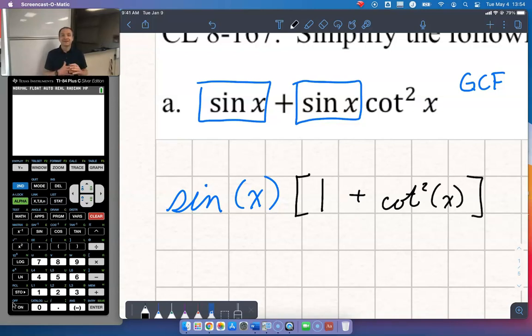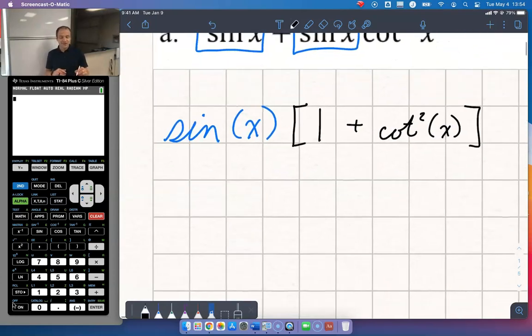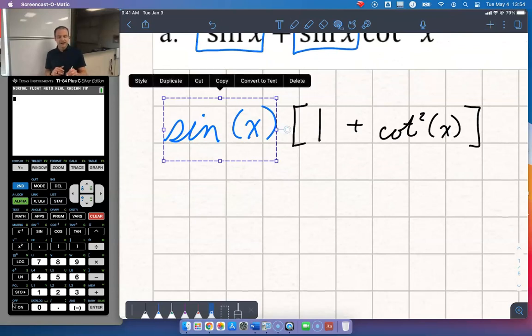And so we have this all set for us. That sine of x, I can't really do anything with it. So I'm going to take that blue and I'm just going to leave it to the side. I'm not going to change it. I'm just going to go and put it down here.